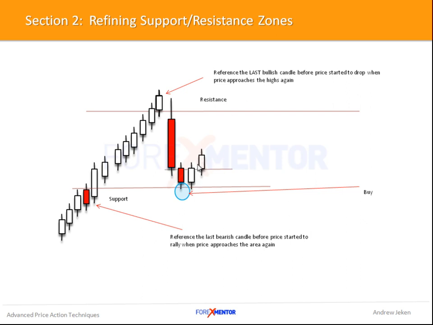Once again, once price starts to rally, we want to reference the last bearish candle before price started to rally when price approaches the level again. You see how we've referenced this bearish candle right here, drawn a horizontal line across that area, and what we're looking for is price to come back and tag this candle right here. So I'm looking to buy once again with a limit order, and price comes back to this area. That's the retest. You want to have your limit order waiting and ready, and you're looking for a little pop off this area, a little bounce.